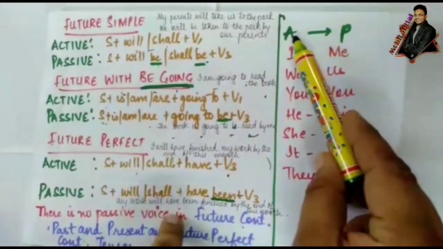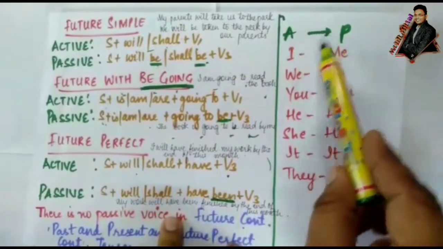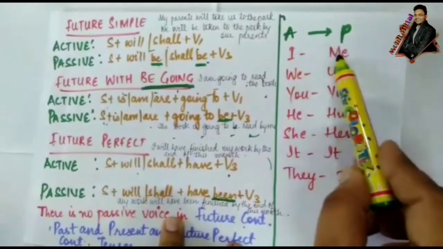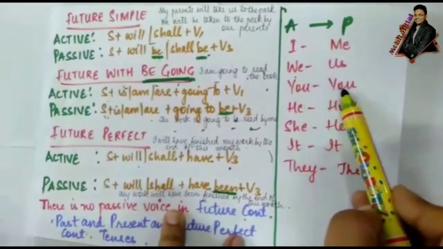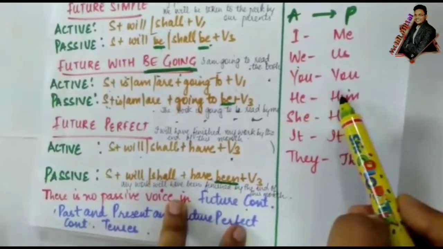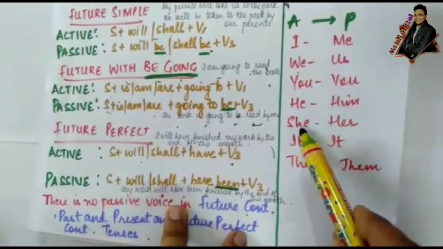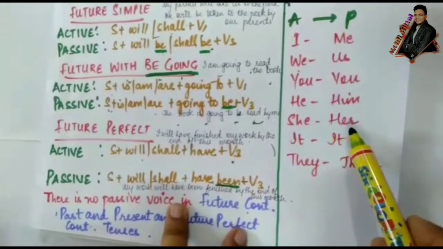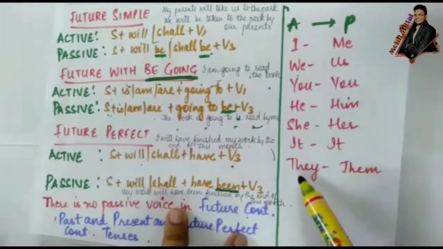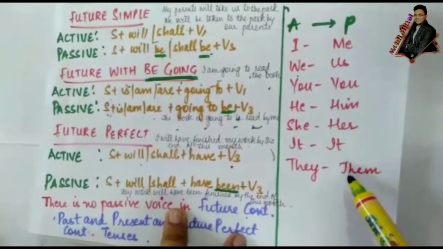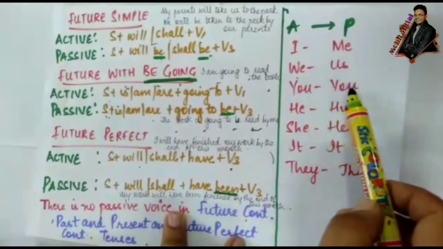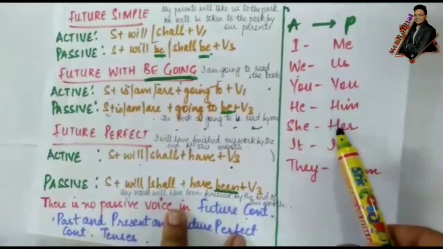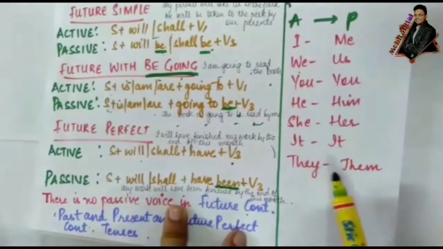Now let's talk about a basic thing we must remember. We convert I into me, we into us, you remains the same, he is converted into him, she is converted into her, it remains the same, they are converted to them. I'm repeating: I, me; we, us; you; he, him; she, her; it; they, them.